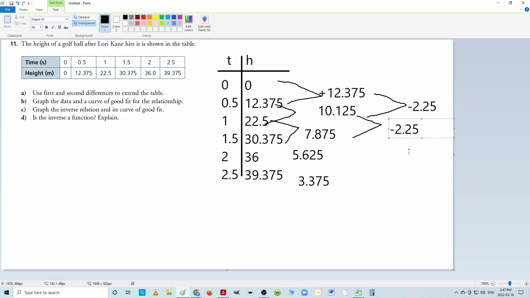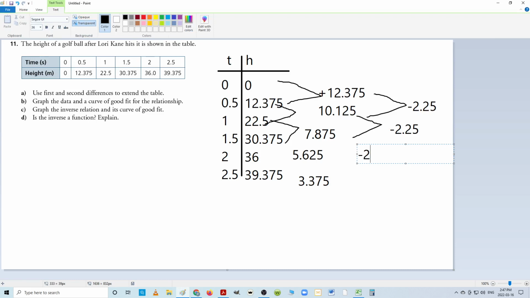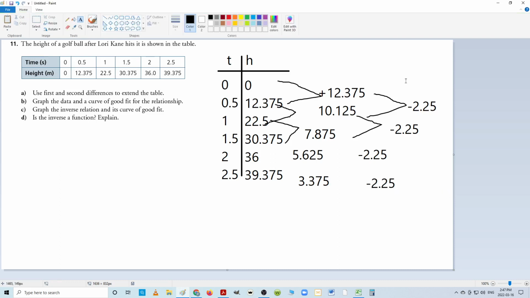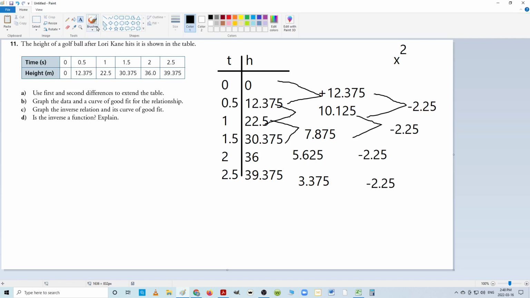I think that's it, yeah. And this next one looks like it went down negative 2.25 again. And same with this. Now all those numbers are the same. That means we're dealing with a quadratic, or something to the power of 2. This negative means it's going to be downward facing. And we can even figure out the formula.